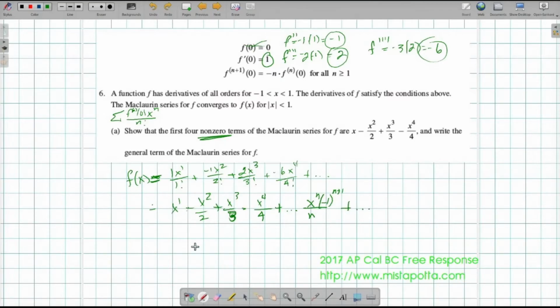So I need to make sure that I show that I get the first 4 non-zero terms, my work here, and then I need to also show my general term.